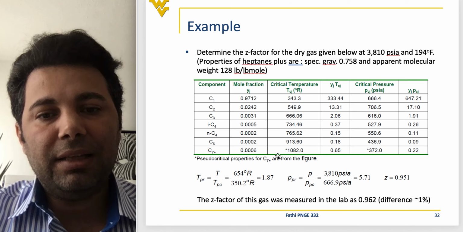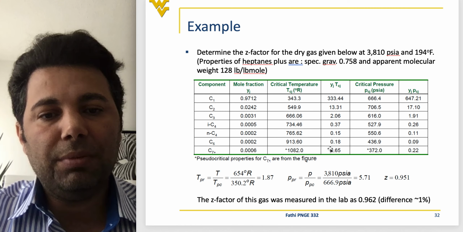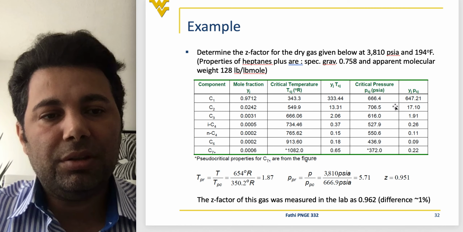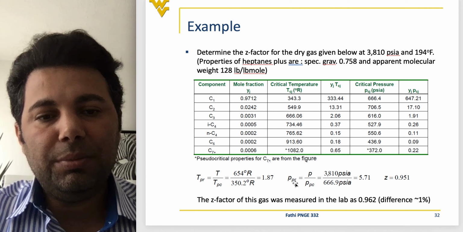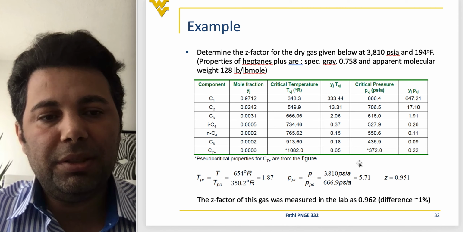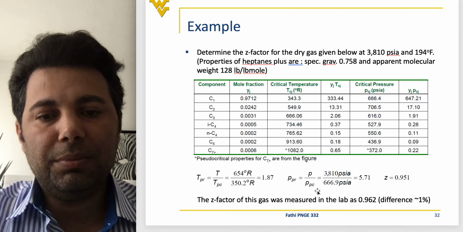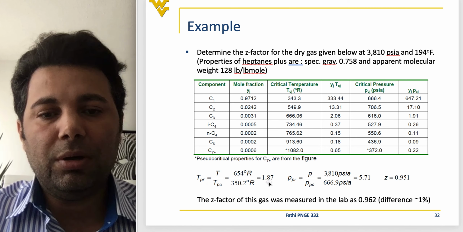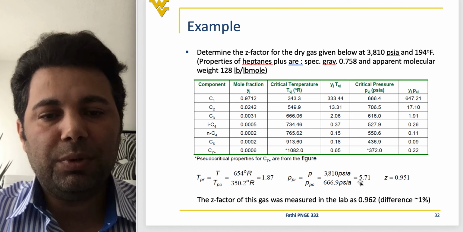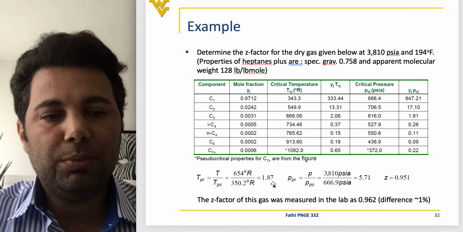When we have that, the TPC is simply the mole fractions times the critical temperatures, summed up. The PPC is the mole fractions times the critical pressures, summed up. And the TPR and PPR are the actual temperature normalized by TPC and the actual pressure normalized by PPC. So PPC and TPC are obtained by summing the mole fractions times the critical pressures and critical temperatures, and then TPR and PPR are the normalized temperature and pressure. So we have a TPR of 1.87 and a PPR of 5.7, so let's say 1.9.